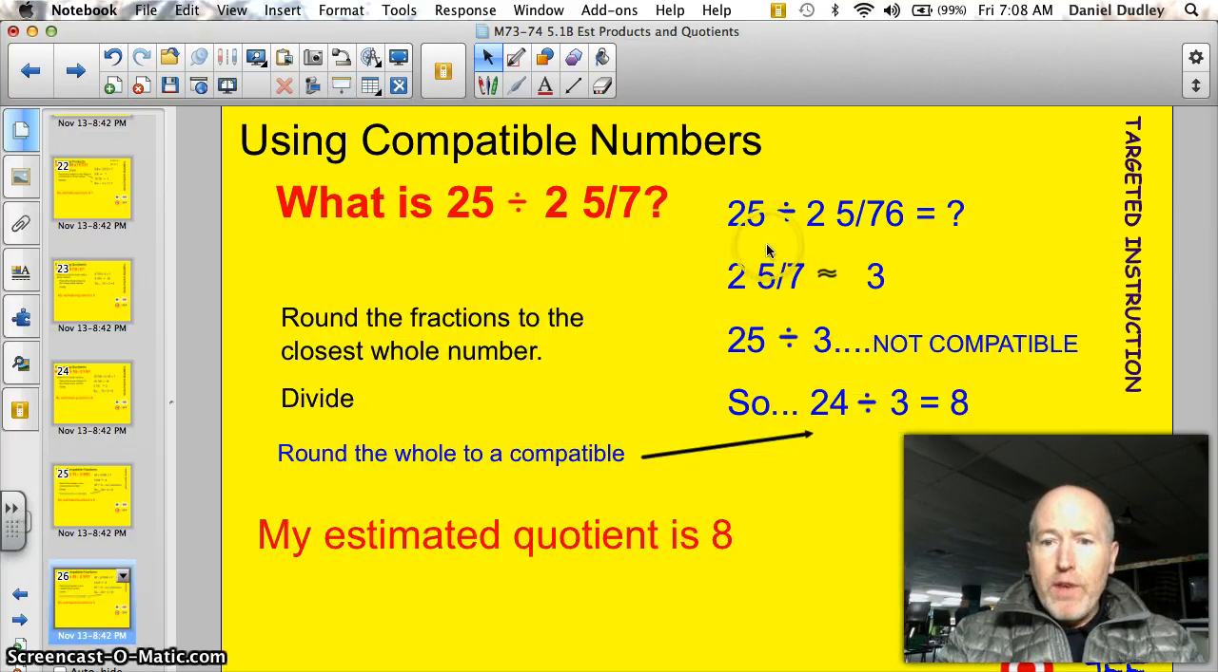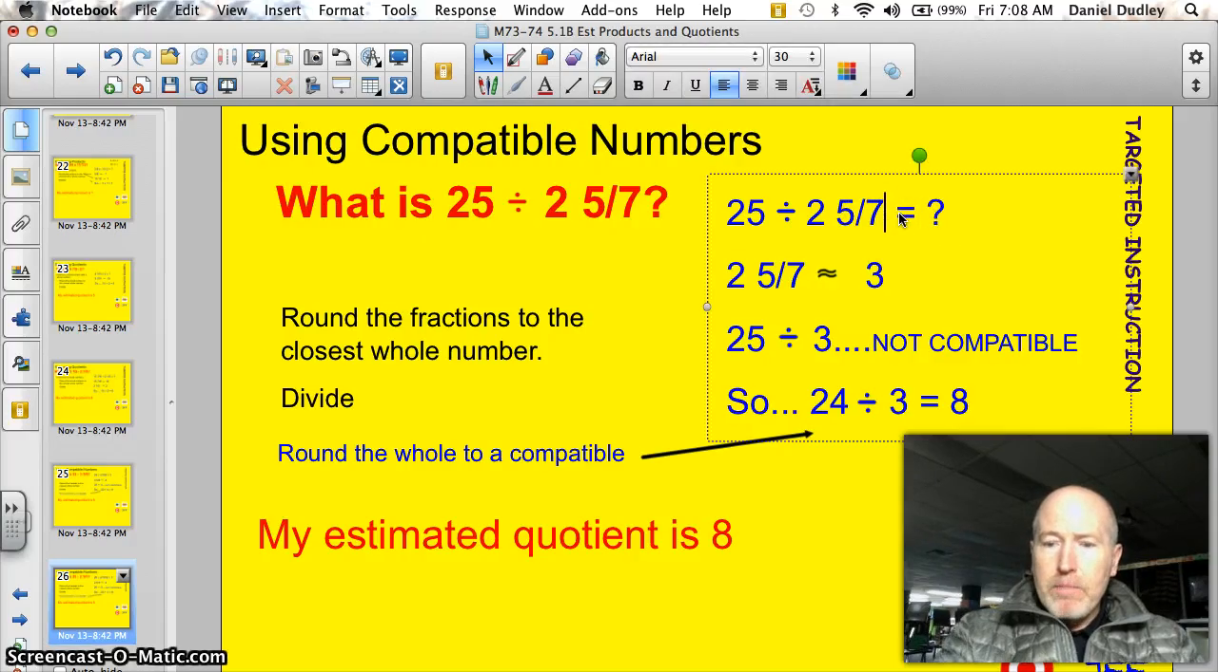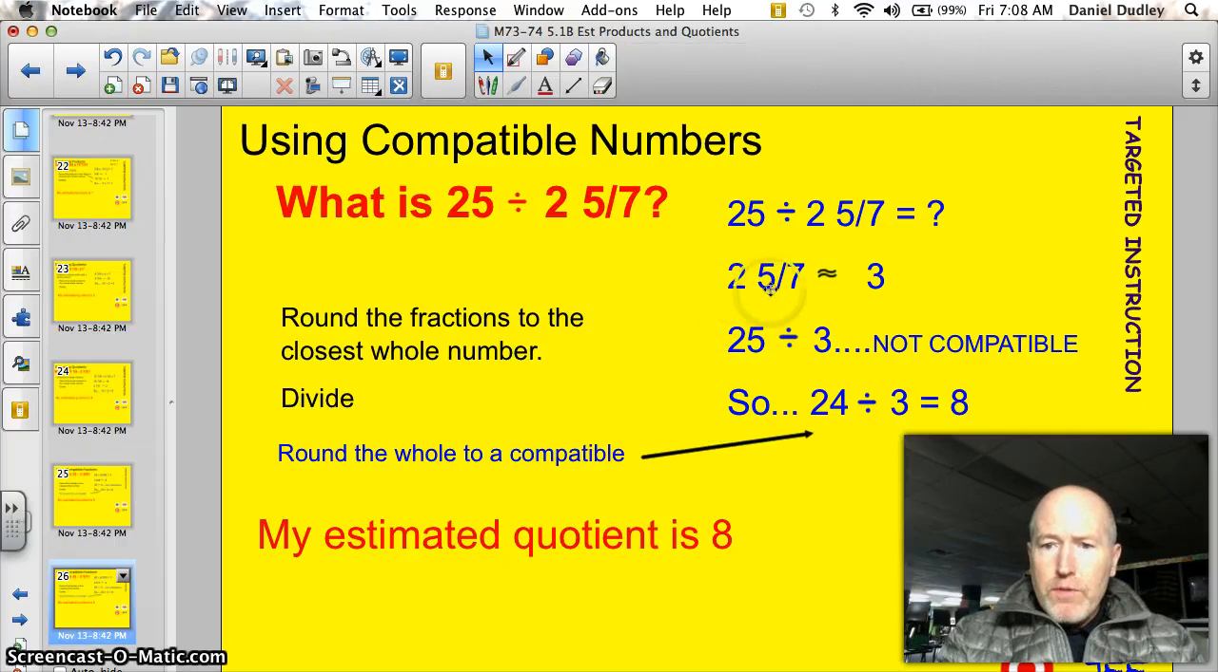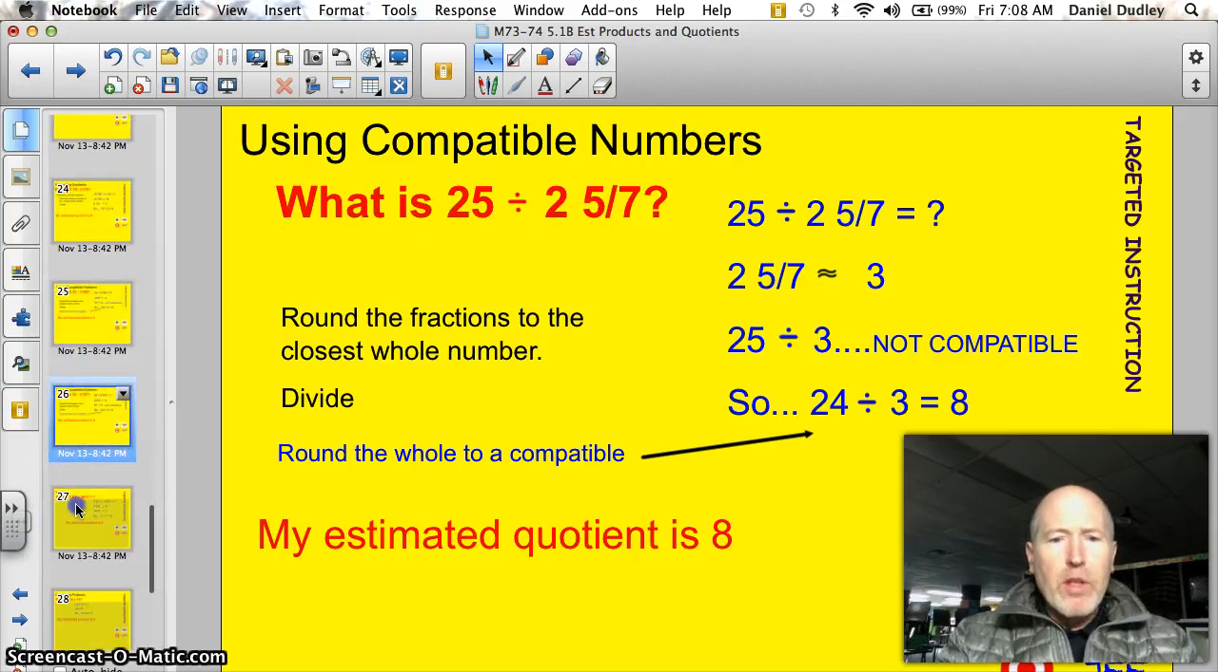All right, 25 divided by 2 and 5/7. Sorry, gotta pop that little baby out of there. Let's see. 2 and 5/7, well, that's about 3. 25 divided by 3, again, these numbers are not compatible. So, round to a compatible number. 25 is close to 24, and 24 is divisible by 3. So, I'll just round down. 24 divided by 3 is 8. My estimated quotient, 8. Go up and check it, make sure it makes sense. About 24 divided by about 3 works for me. Hey, that rhymes.